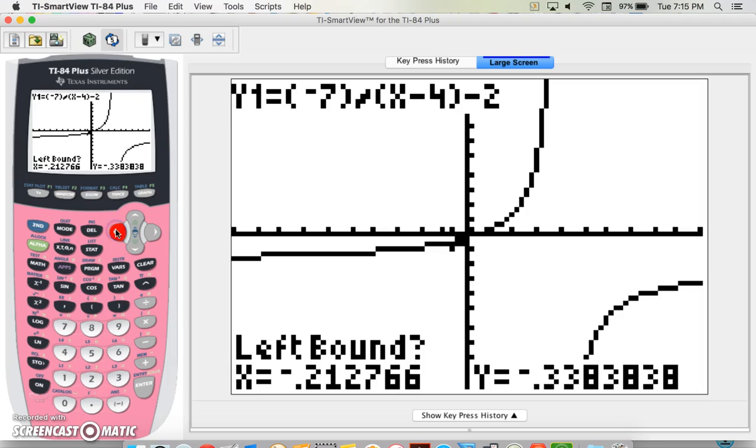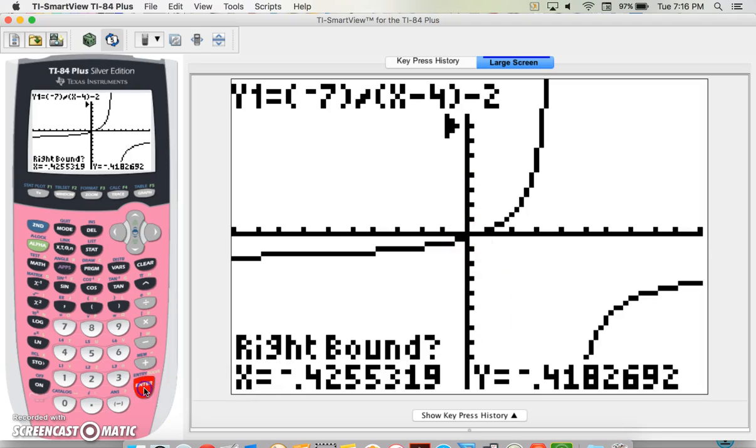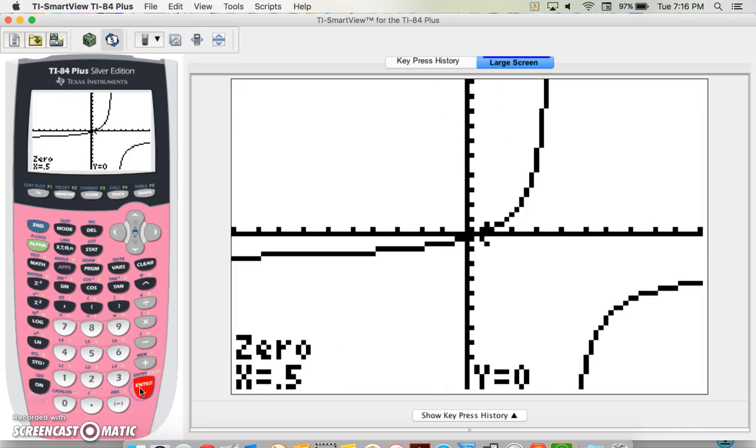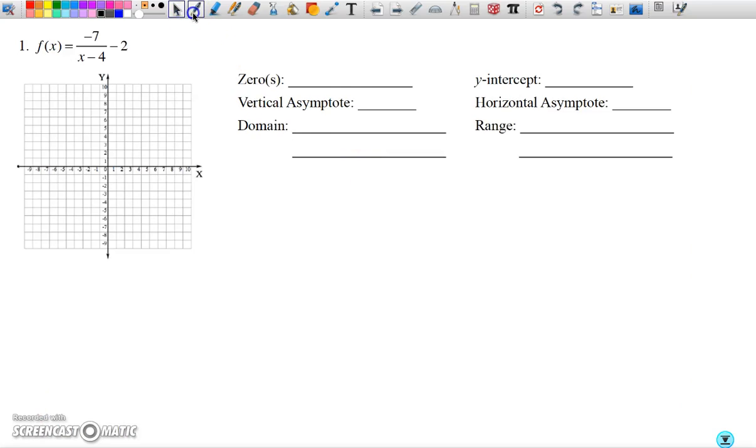Left bound means we need to be on the left-hand side of our x-intercept, which would be here. So push enter, and then we'll scroll over to the right-hand side and push enter, and then push enter one more time. So you'll see that the zero is at (1/2, 0). So let's go ahead and write that in for this problem, 1/2 or 0.5, it doesn't matter how you write it.